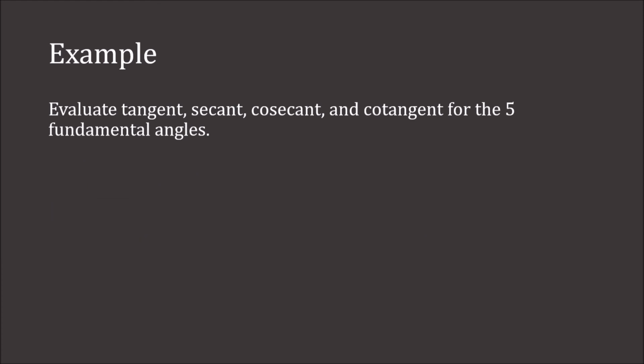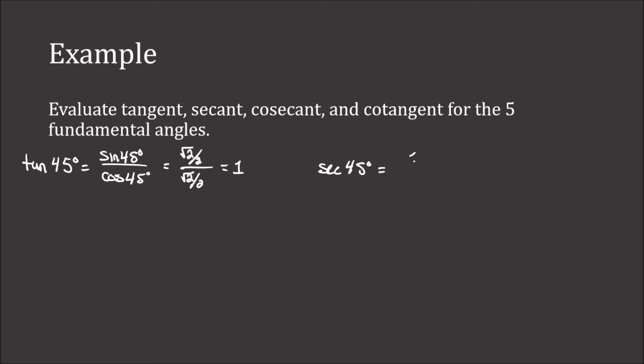If we now move on to 45 degrees, tangent of 45 degrees is equal to sine of 45 over the cosine of 45. So it's root 2 over 2 divided by root 2 over 2. That is just 1. The secant of 45 degrees would be 1 over the cosine of 45. So that's 1 over root 2 over 2, which is 2 over root 2, or simply the square root of 2.